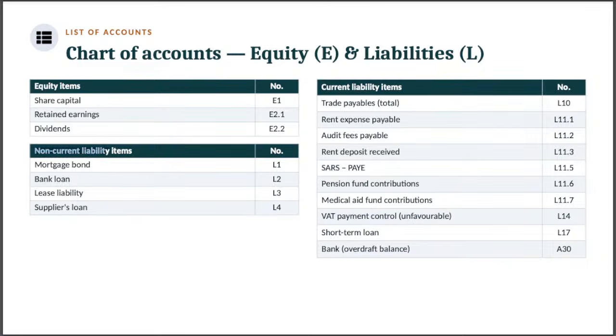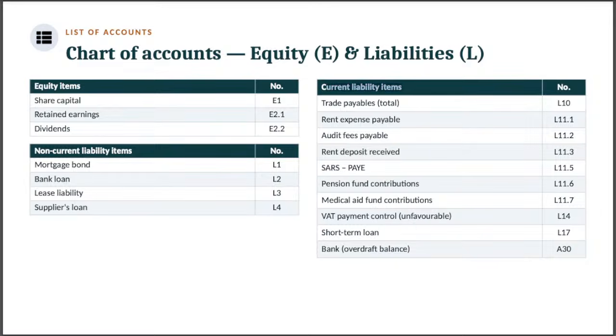Then we have the non-current liability items, such as a mortgage bond. So non-current meaning that they're more long-term, so to speak. Bank loan, lease liability, and supplier's loan. So we have all these different accounts here, all separate accounts. The only ones we have here are retained earnings and the dividends, both in the same category here.